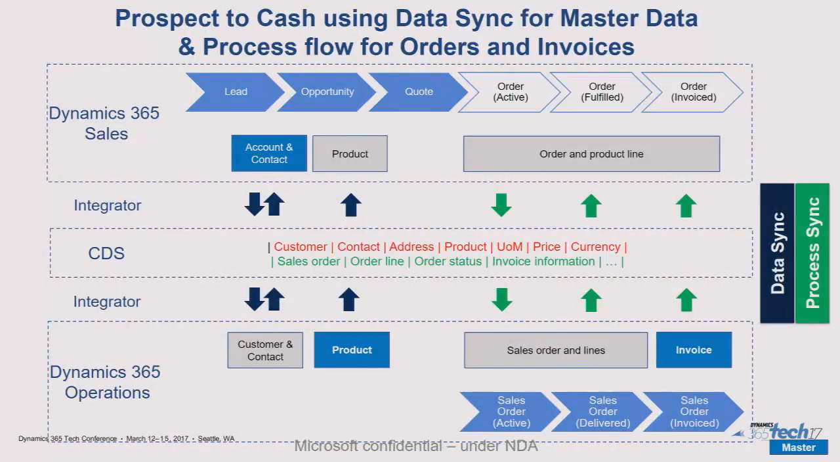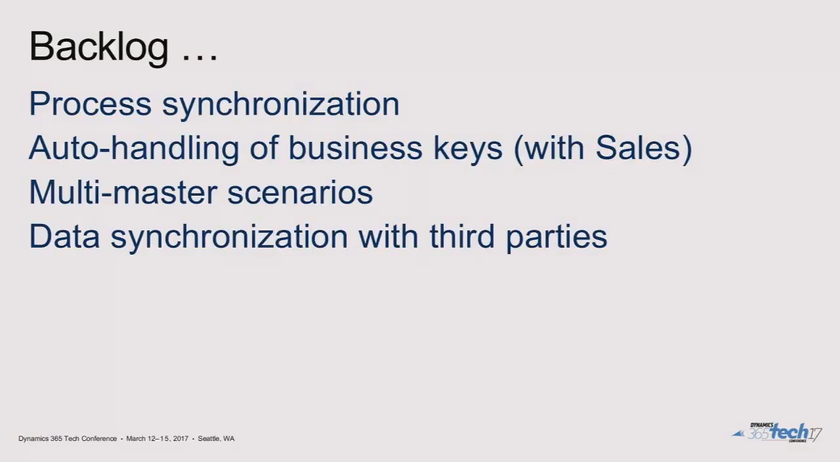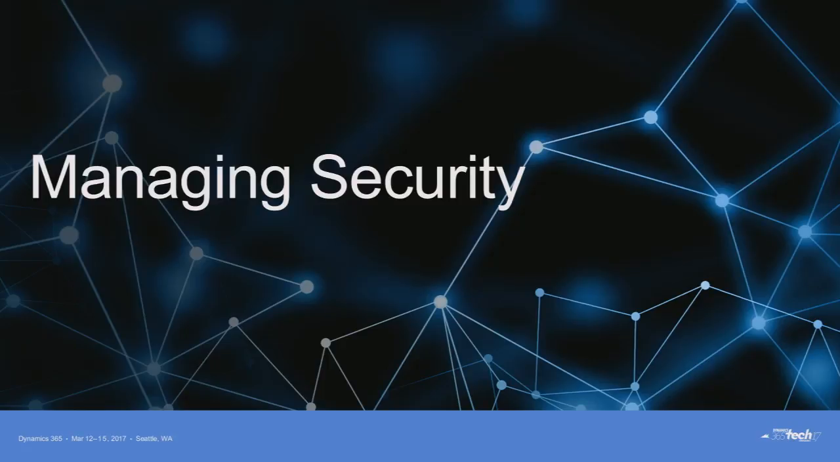And then what would happen in the process sync world is you'd have messaging that would evoke events across the two systems. And this is kind of our backlog right now. So process synchronization is something that we're going to start relatively soon. Auto handling of business keys, multi-master scenarios, and then data synchronization with third parties through the CDS. So other parties could actually get their data into the CDS via this mechanism. Our first priority, of course, is getting the first-party apps, Microsoft apps, to work. So any other questions before we transition? Yes?